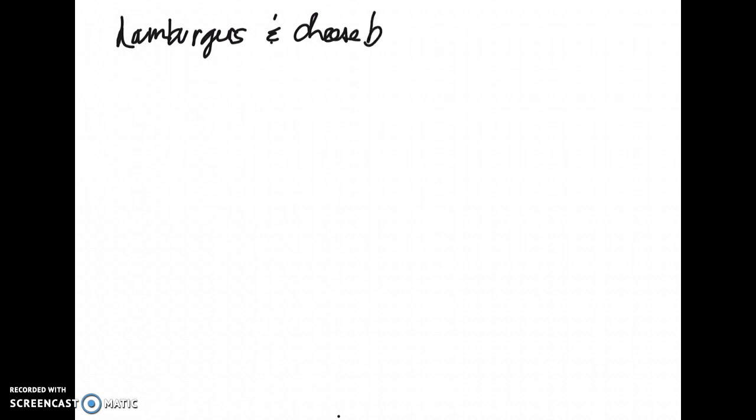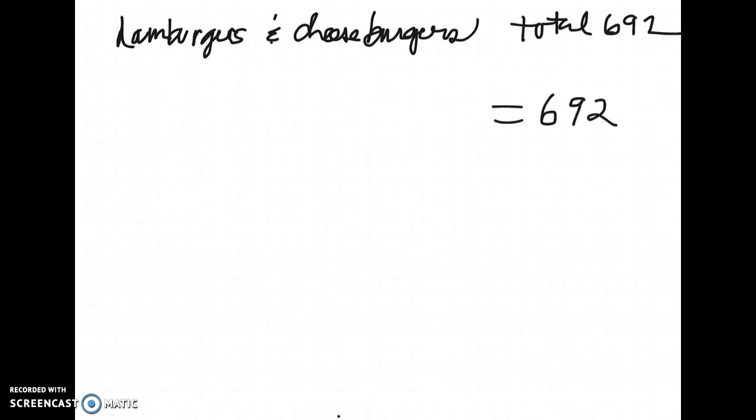Hamburgers and cheeseburgers. Okay. Now it tells me that the total of those is 692. So right away I can tell you I'm going to write equals 692. So now I'm going to have to come up with some type of expression about these.